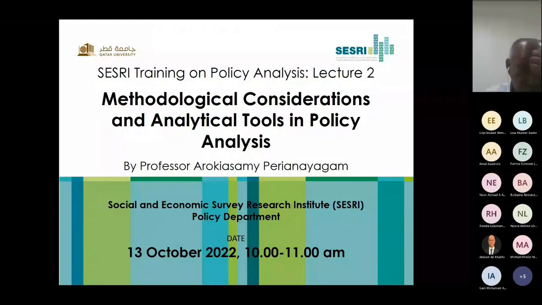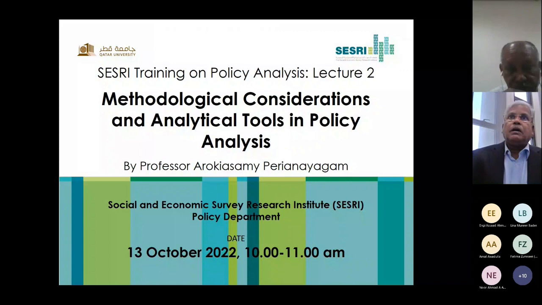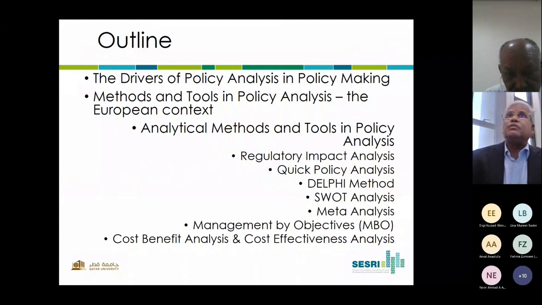Policy analysis, the goals and purpose of policy analysis, and we devoted more discussion to the public policy analysis process. Now, in this lecture, we will discuss the methodological tools that policy analysts and stakeholders widely use in policy analysis. We will particularly focus on the drivers of policy analysis in terms of the tools and methods in policy making.